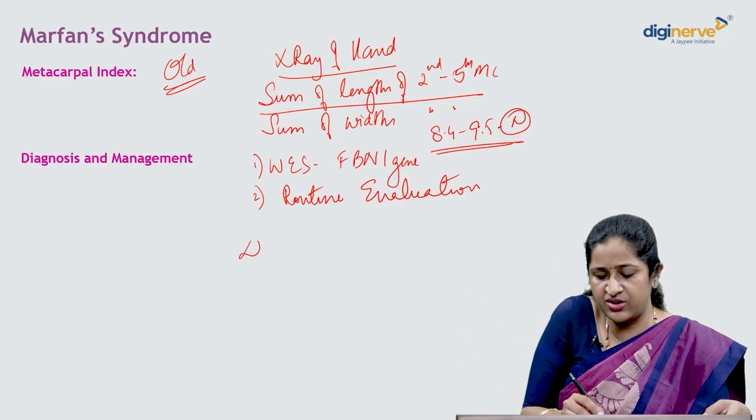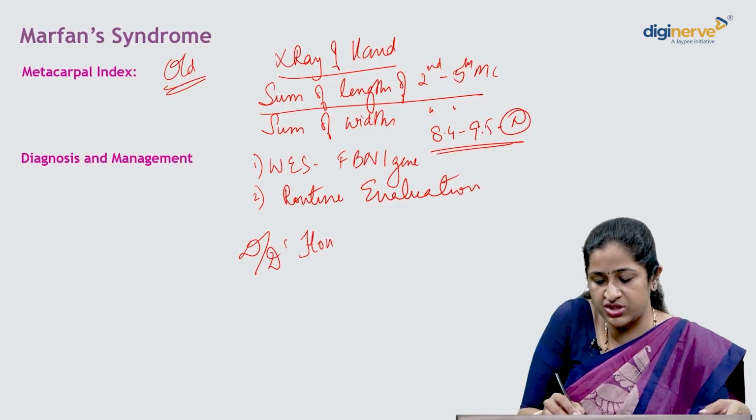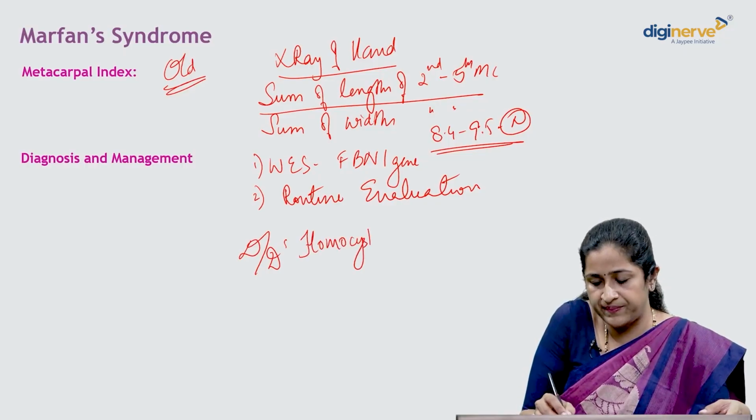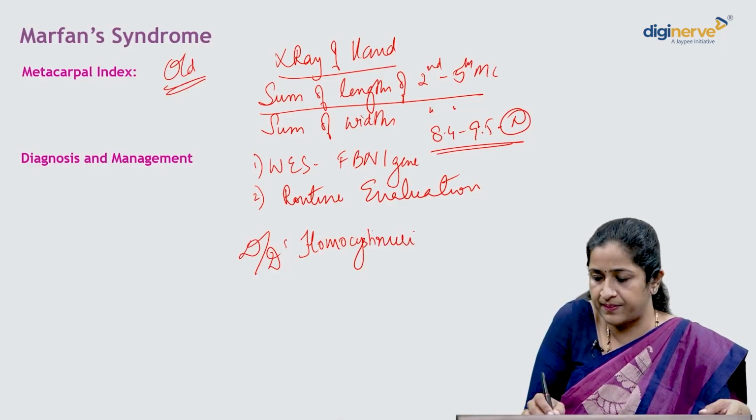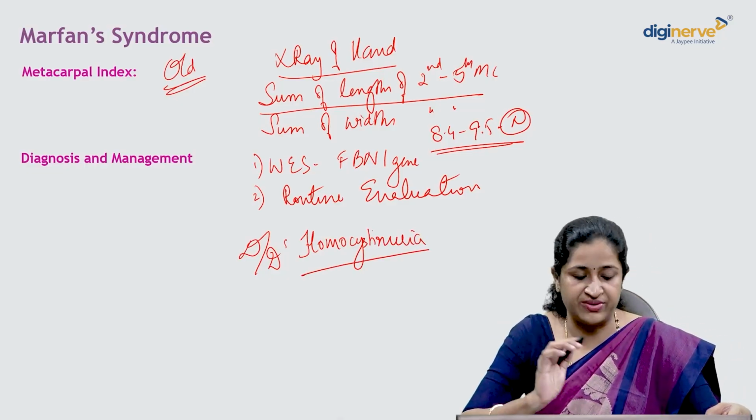Remember, a differential diagnosis of Marfan syndrome, very commonly asked, is homocystinuria. Homocystinuria is the commonest differential diagnosis for Marfan syndrome.